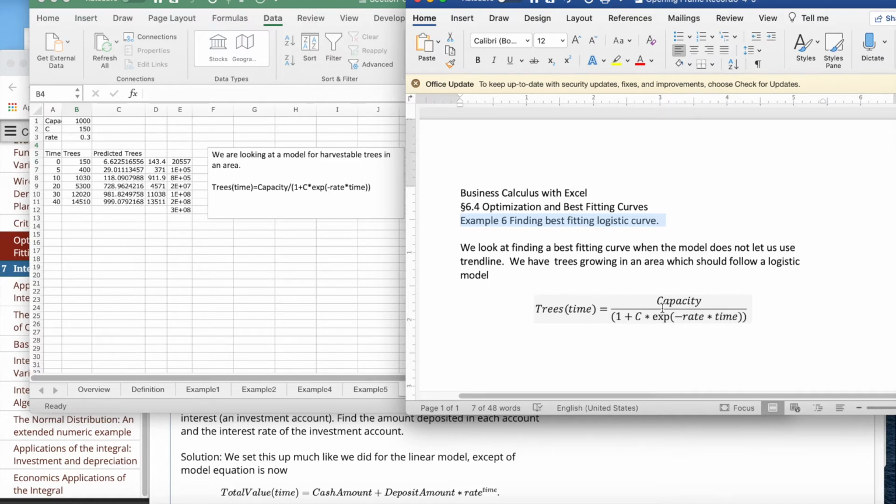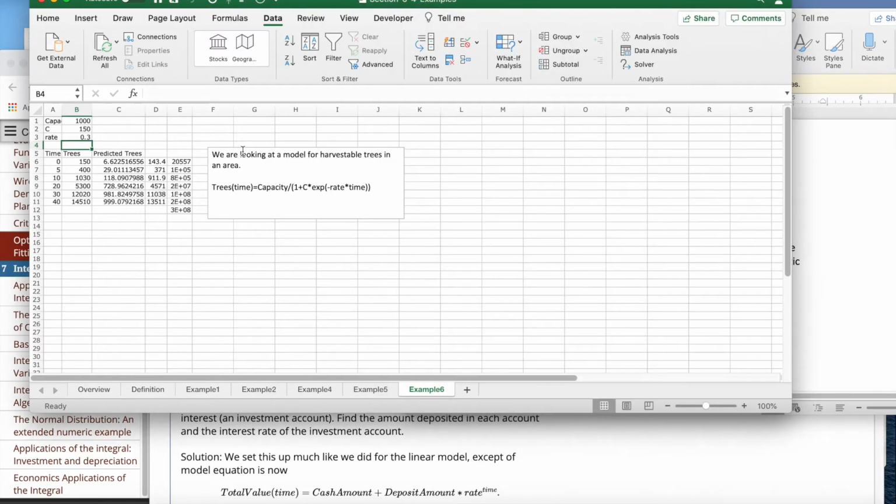So I have capacity. The amount that I'll have is capacity divided by 1 plus C times e to the minus rate times time. Someone has given me time and trees, and I'd like to predict how this works out. So the setup is pretty much the same as what we've been doing. I just have a different model here this time.